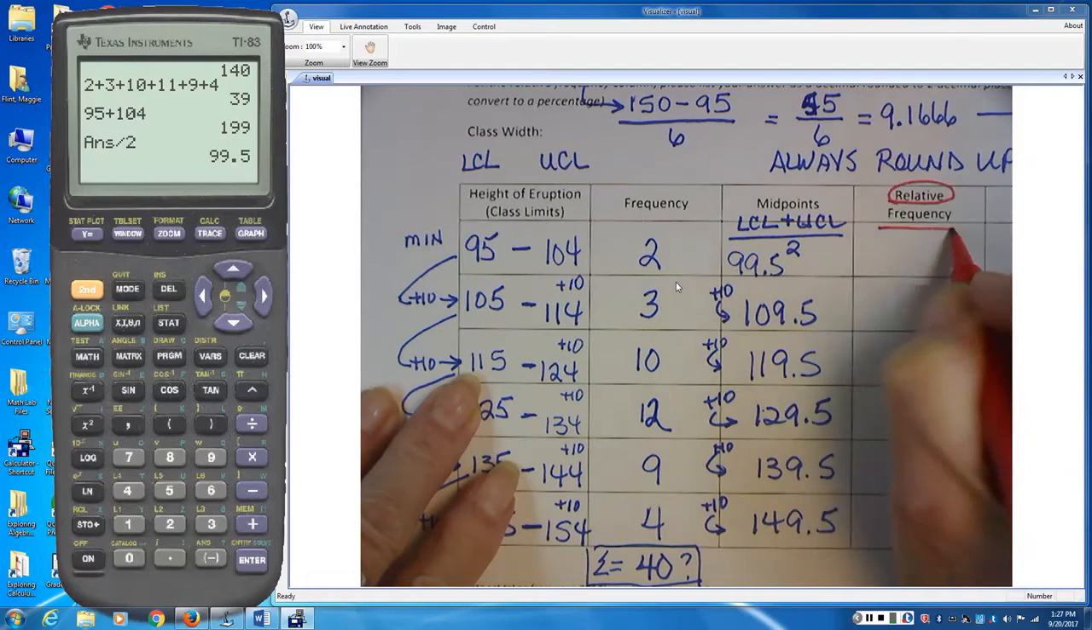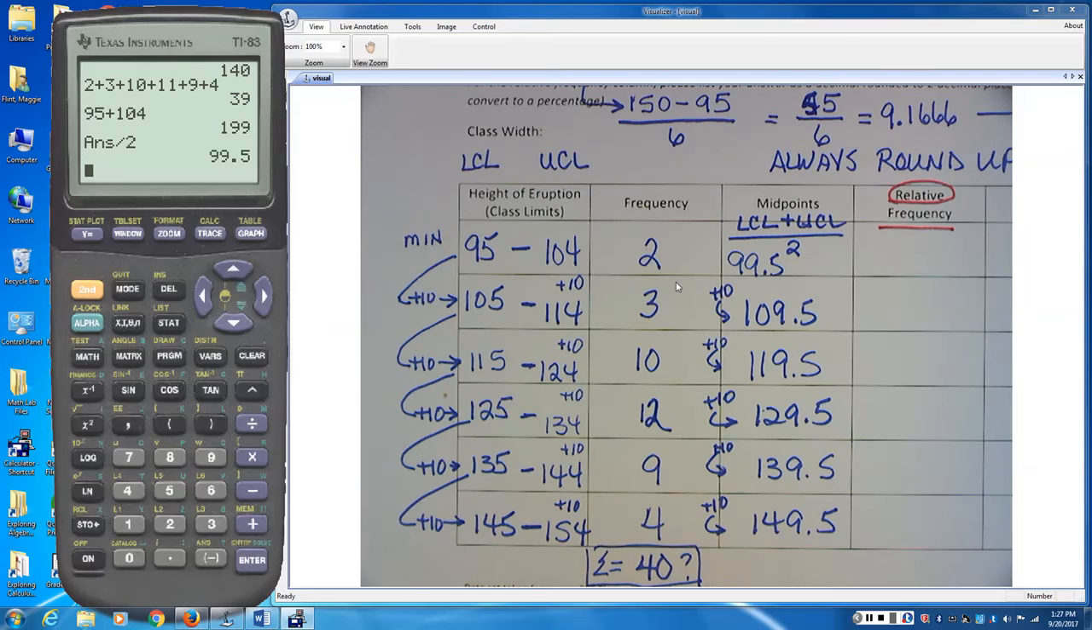Relative frequency. Doesn't have anything to do with your relatives. Relative means when you look at it in the context of something else. If you've got a bag full of candy bars and 10 of them are your favorite candy bars and the other 15 are not, the relative frequency of your favorite candy bar in that bag is going to be 10 out of 25. Okay? It's whatever you're looking at compared to the whole.